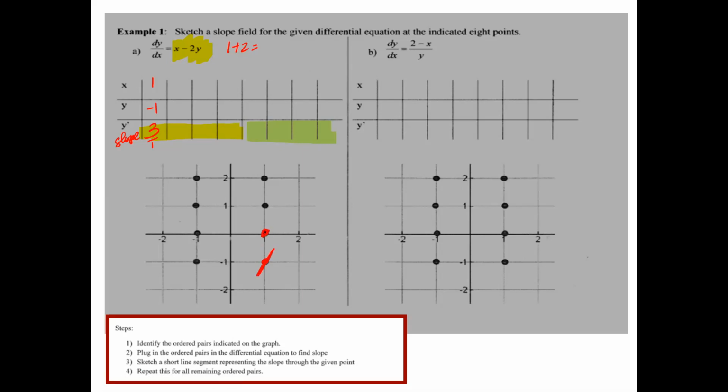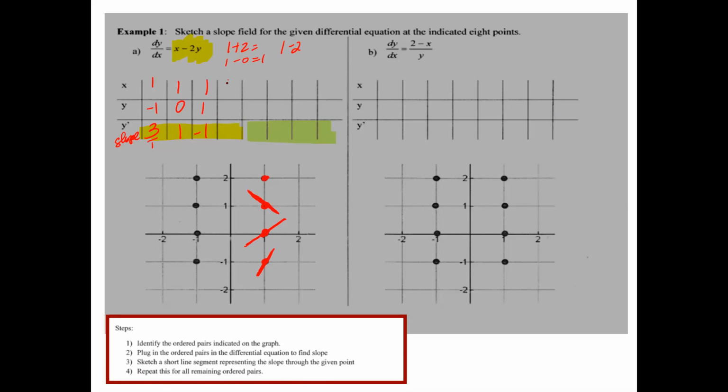Taking a look at the next point right here, this point is at 1, 0. So if I plug this in, then I will have 1 minus 0 is a 1. So it is at a slope of 1. So it's a little bit less steep. Next point right here is going to be at 1, 1. So 1 minus 2 is a negative 1. So with this one, you're going to have a negative 1 slope.